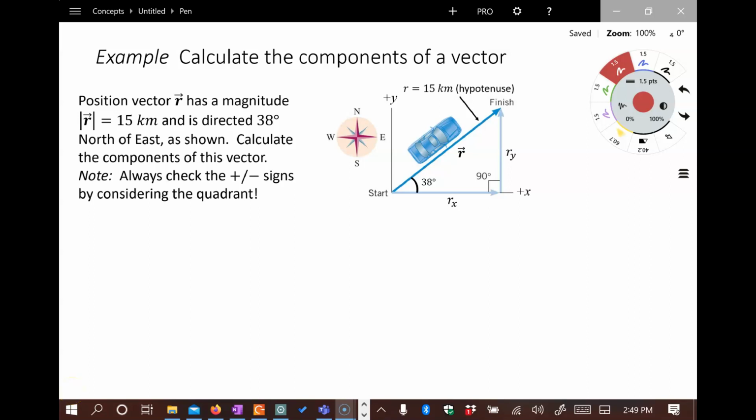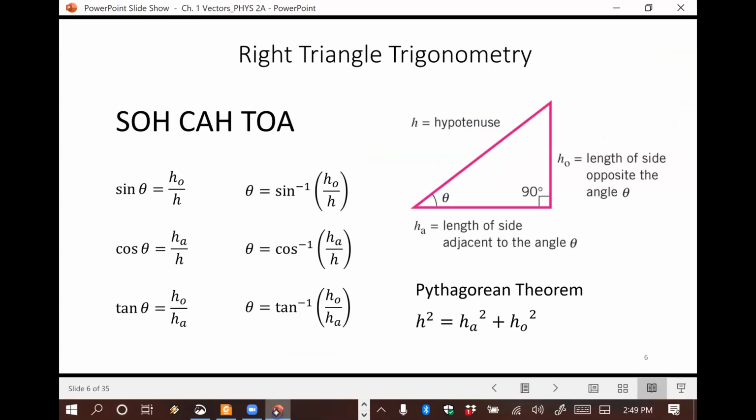Hi, this is the first in a series of videos intended to help you learn vector mathematics. As you'll see as you study this and watch these videos, vector math is based on right triangle trigonometry. See this slide here with all these equations. This is something you should have studied before, and if you're rusty on this, make sure that you review this so that you can use these ideas for vector mathematics.